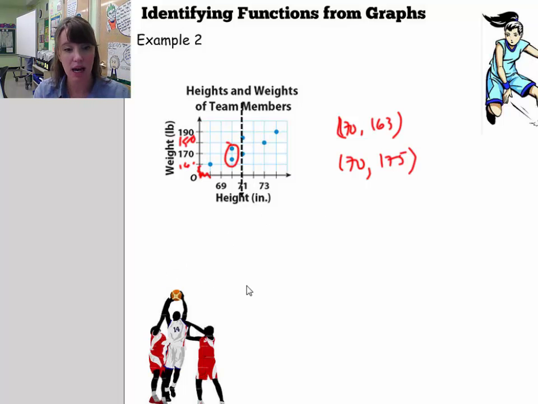Okay, so that's exactly the end of the lesson for today. All we're learning about is the definition of a function and how we can tell a function from a mapping diagram, a table, coordinates, or a graph, right?